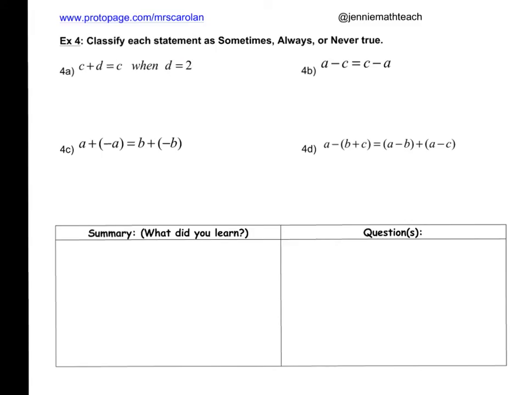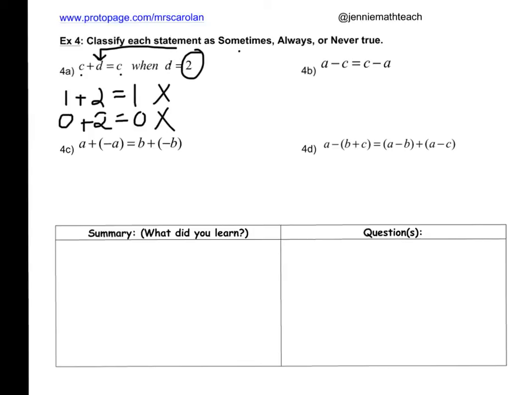This last example, we need to see if these statements are true sometimes, always, or never. So we're just going to try to guess by plugging in numbers. So let's see. Is C plus D equal to C if D equals 2? Well, this means we're going to take 2 and plug it in for D. Can we take a number for C, give me any number. How about 1? If we add 2 to it, will we come out with our original number, 1? No. Well, what if we try a different number like 0? If we take 0 and add 2, will that equal 0? Of course not. I don't think we're ever going to find a number that if we add 2 to it, you come out with the same number. So this is never true.